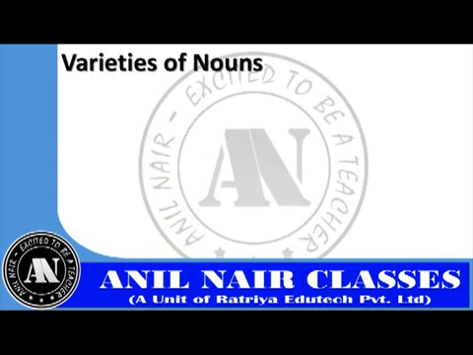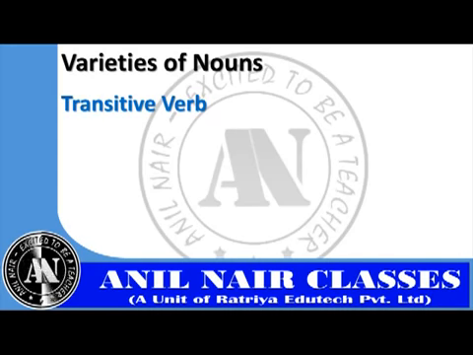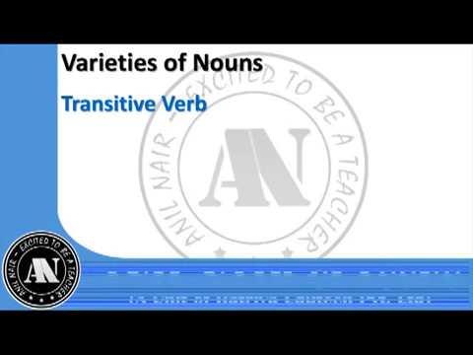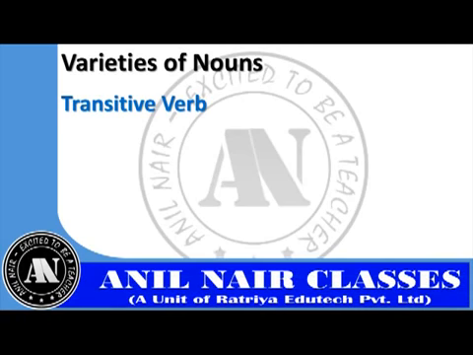Now, the next set of verbs is transitive verbs. These verbs require an object for their existence. In simple words, without an object in a sentence, a transitive verb cannot exist. In fact, a transitive verb needs an object to transfer its action onto that. For example, Jones gave money to Sarah. Now here gave is the verb.